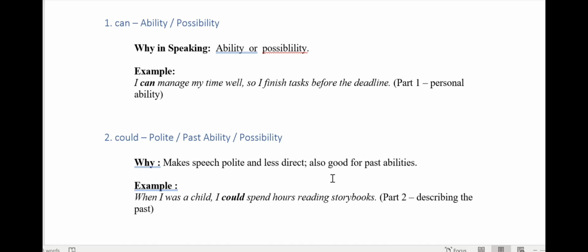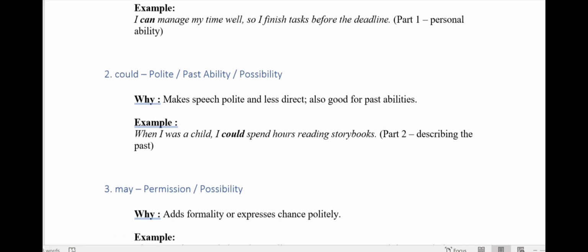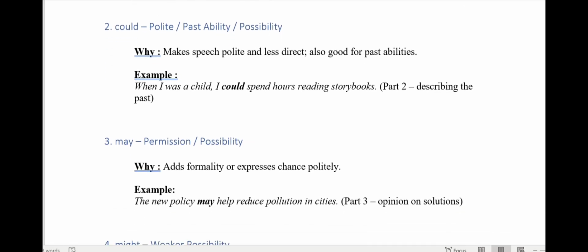So the sentence is, when I was a child, I could spend hours reading storybooks. Instead of this, we were speaking like I used to spend hours reading books. I used to, not "used to." I could. When you're speaking about your past, maybe in the cue cards.